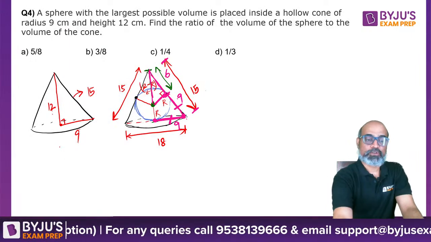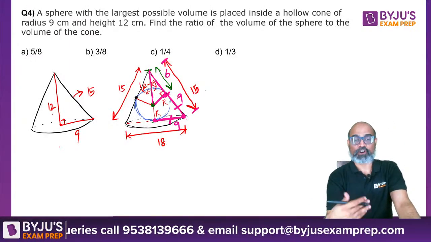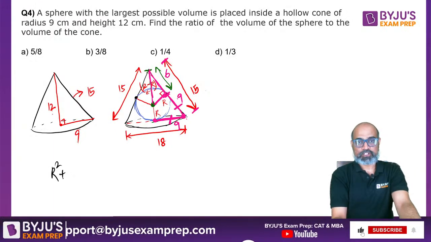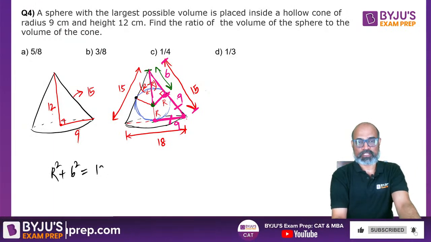So now we can use either a triplet again, or we can use the Pythagoras theorem. We can say that r square plus 6 square is going to be the same as 12 minus r whole square.